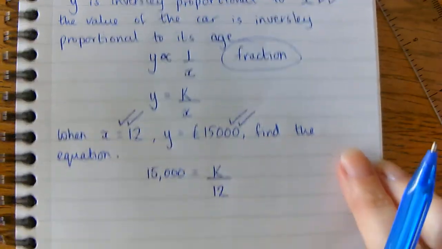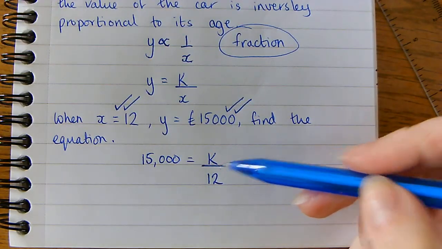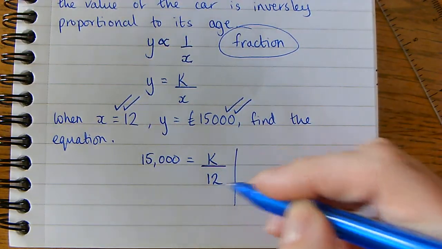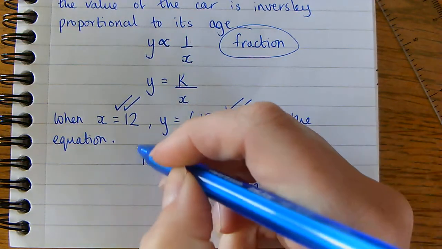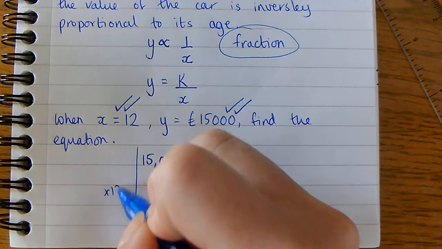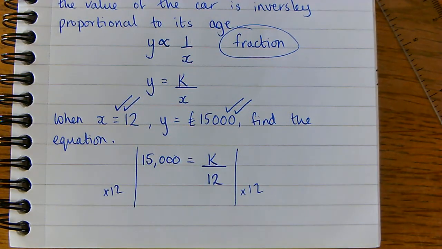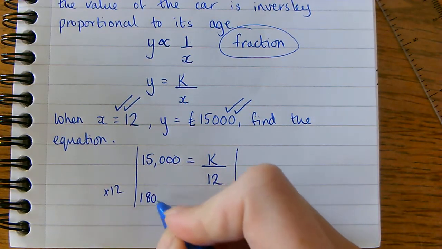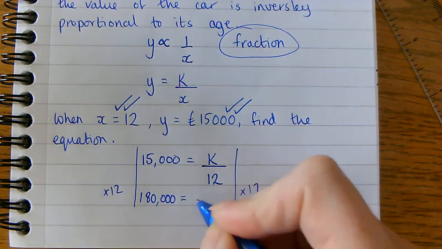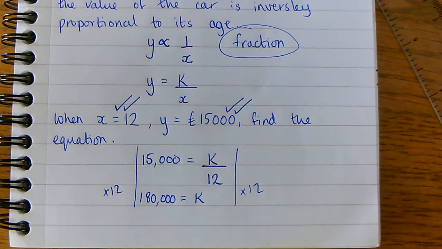So rearranging this, if I want to get the value of k on its own, I need to get rid of my divide by 12, and I'm going to balance that out by timesing by 12. So that constant of proportionality, if I look at that, 15,000 times by 12 gives me 180,000. So clearly the car that I had here was something like a Lamborghini or a Ferrari, something low-key.